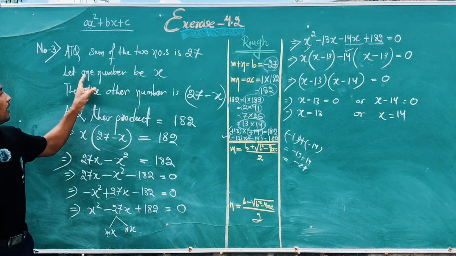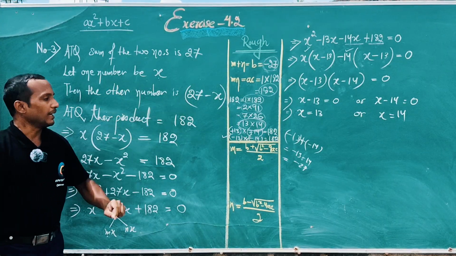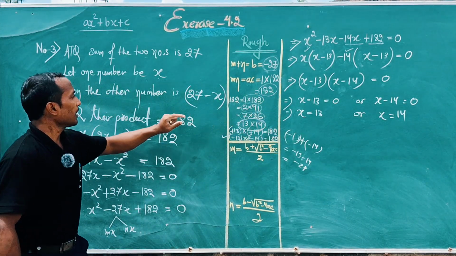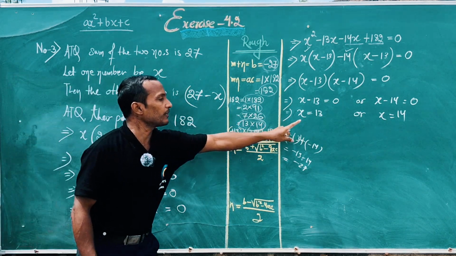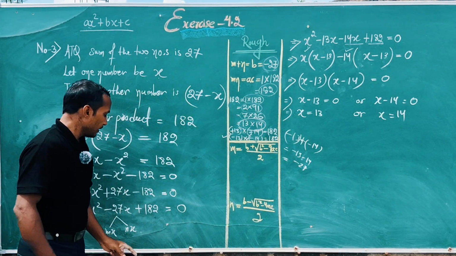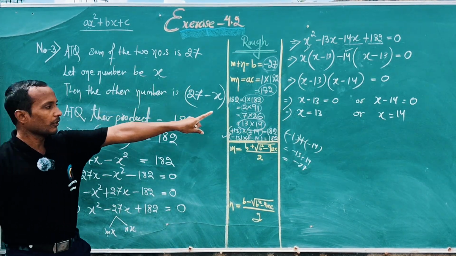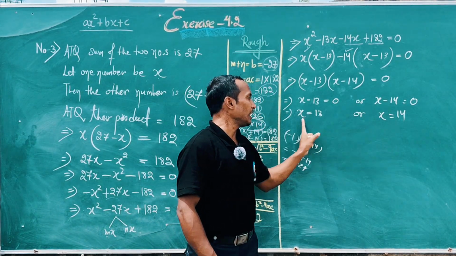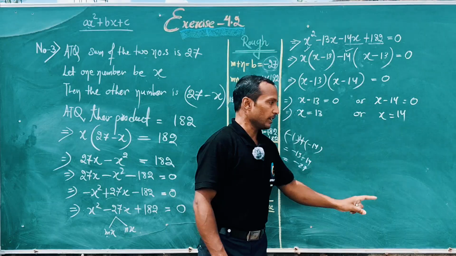So our two numbers were x and 27 minus x. Now x is 13 or 14. I will try taking x as 13 first. We know a quadratic equation will have two solutions. So we got two solutions, alpha and beta. X is 13, x is 14, means alpha is 13, beta is 14.